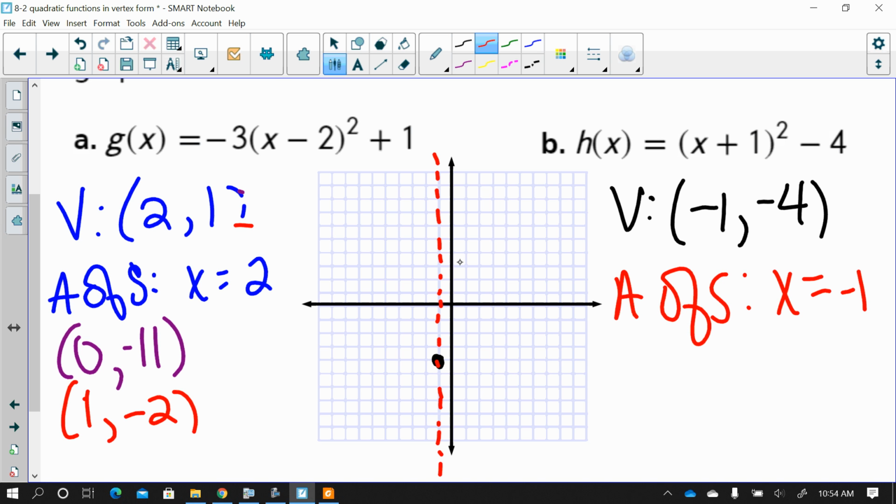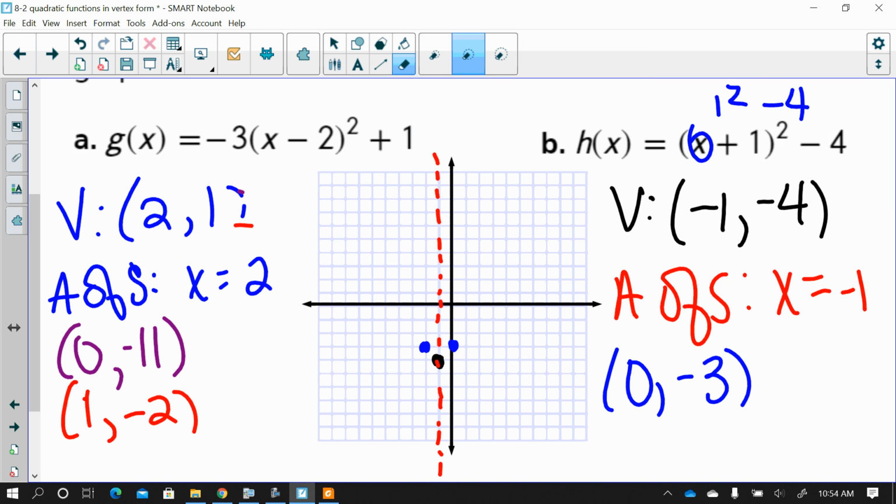Now let's plug and chug. I'm going to use the point 0 because I like using 0. So if I plug in 0, 0 plus 1 is 1. 1 squared is 1. 1 minus 4 is -3. So the point 0, -3. I'm 1 space away from my axis of symmetry, so I go 1 space away on the other side.